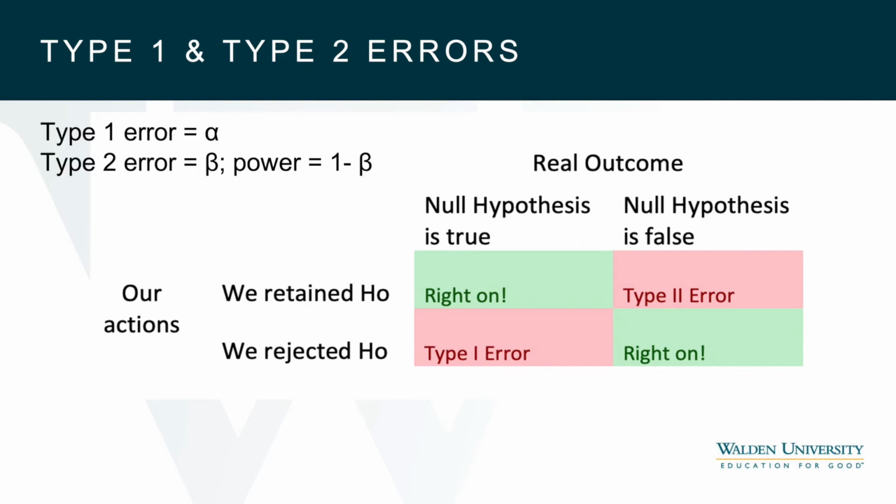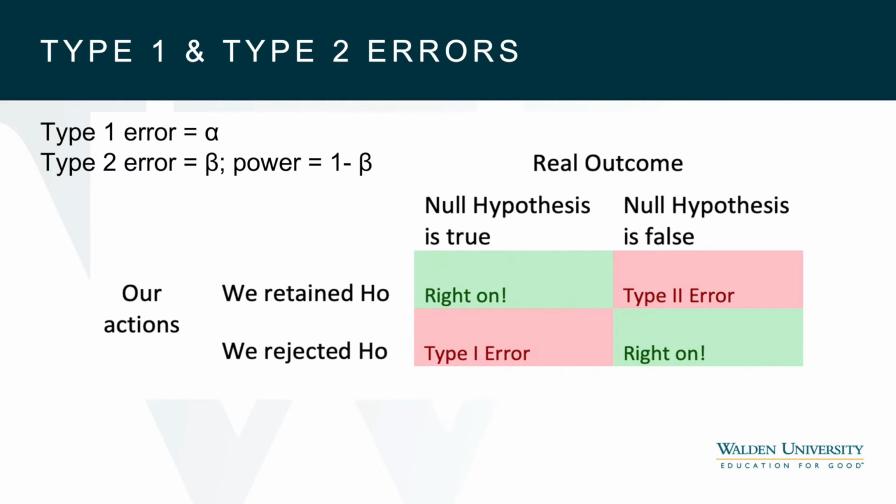Now, a type 1 error is what we call an alpha. A type 2 error is what we call a beta, but we annotate that with the word power. Power is 1 minus beta. Both alpha and the power are set in the field of social science at respectively 0.05 and 0.8, 80% power. These two values interact. If I'm trying to reduce a type 1 error, I'm probably going to increase my type 2 error and vice versa.